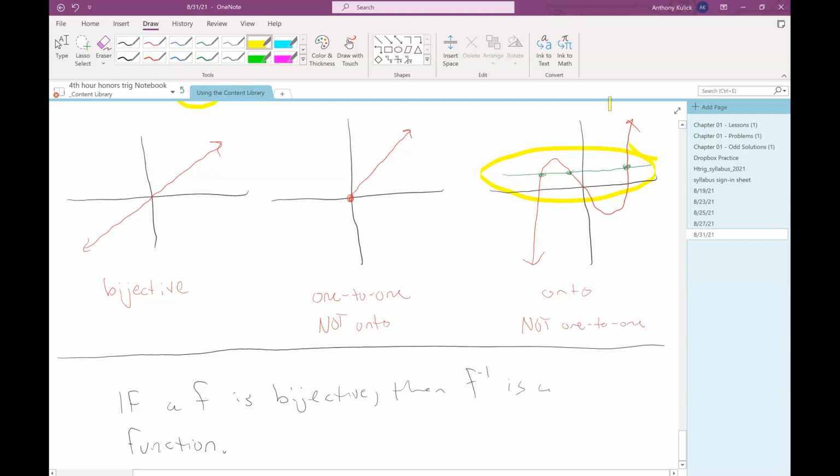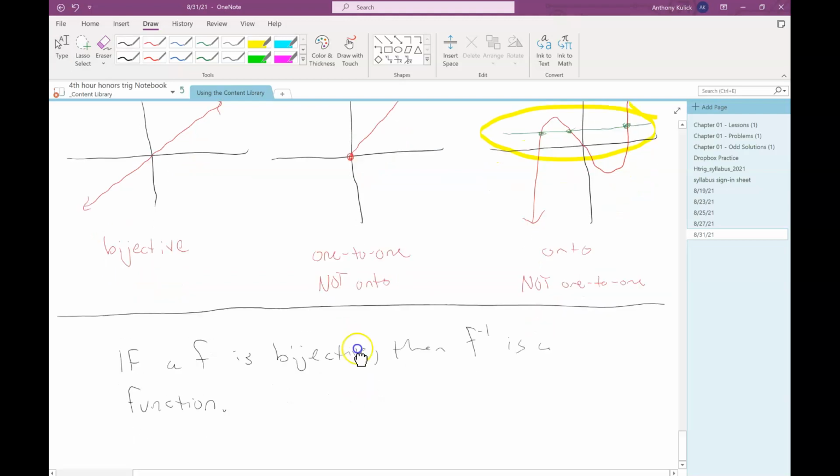And then if it is one-to-one, its inverse should be a function. If f is not one-to-one, f inverse would not be a function. For our purposes, let's be clear. Does that feel okay to you guys?